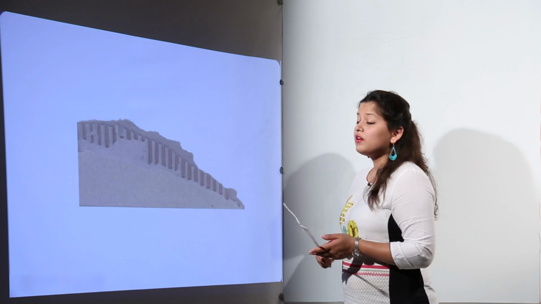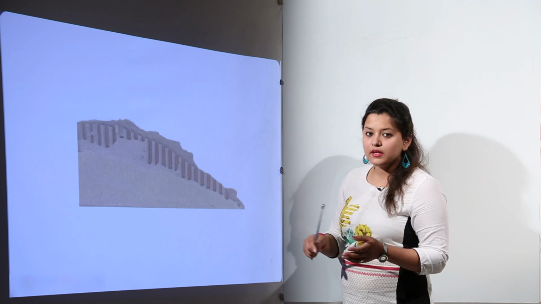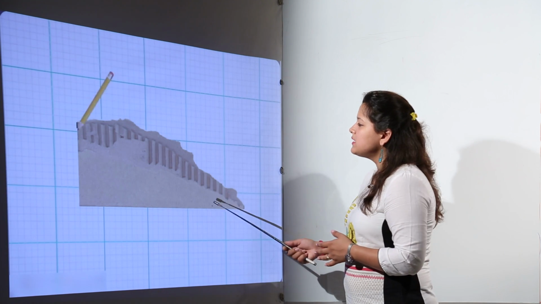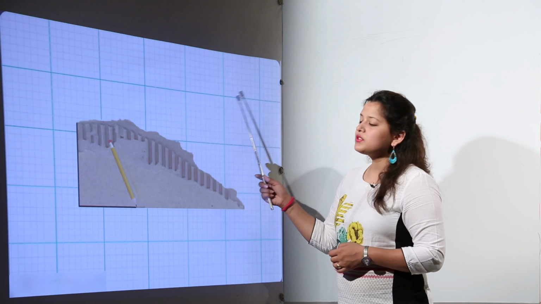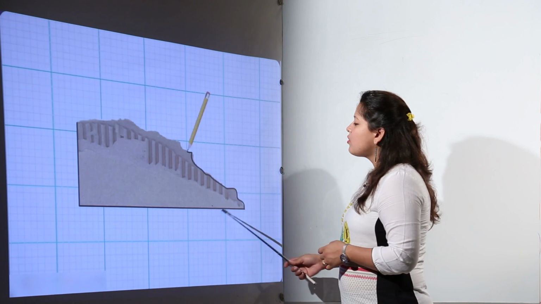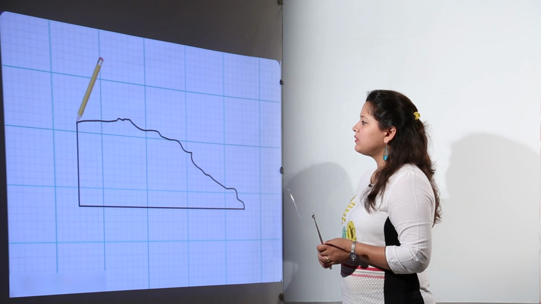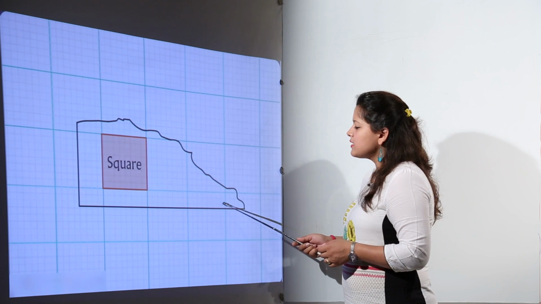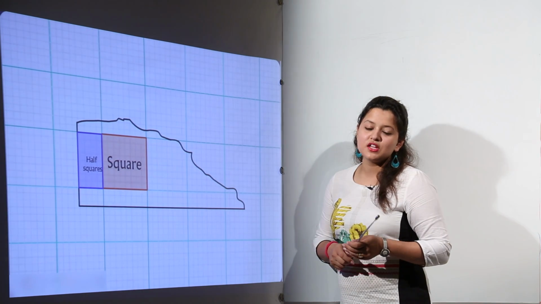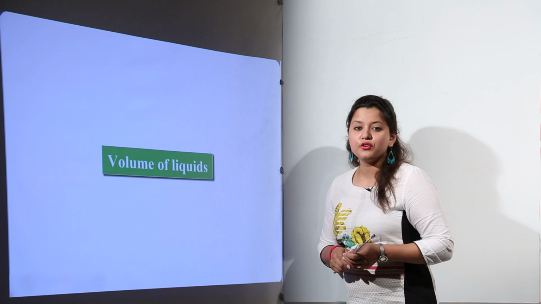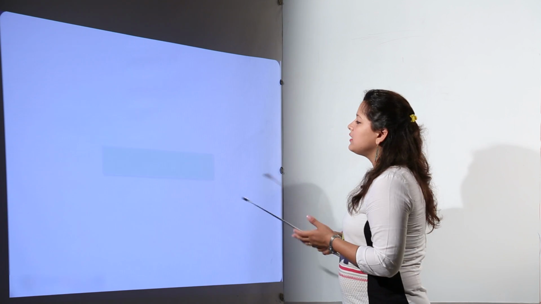How to measure the area of irregular objects? What you observe here is a cardboard piece. You just put this cardboard piece on a graph paper like this and draw its outline on the graph paper. Then you count the number of squares present inside the boundary of the shape, and you get to know the area.